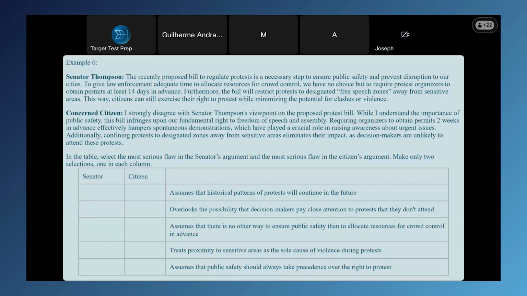Concerned citizen, I strongly disagree with Senator Thompson's viewpoint on the proposed protest bill. While I understand the importance of public safety, this bill infringes upon our fundamental right to freedom of speech and assembly. Requiring organizers to obtain permits 2 weeks in advance effectively hampers spontaneous demonstrations, which have played a crucial role in raising awareness about urgent issues.